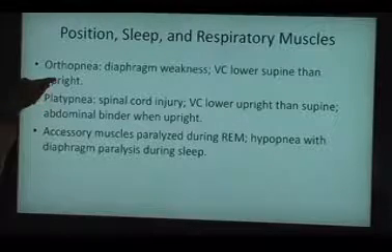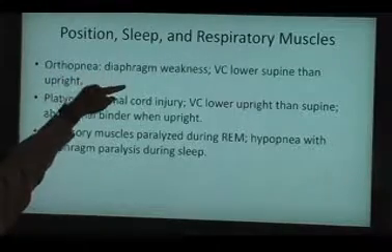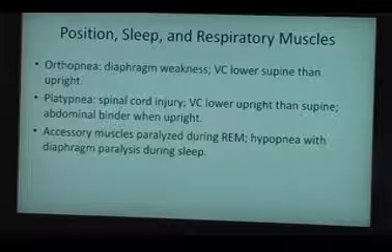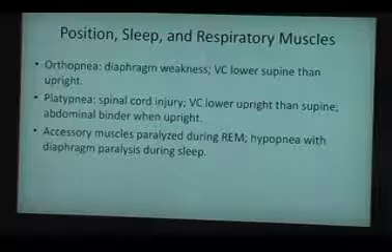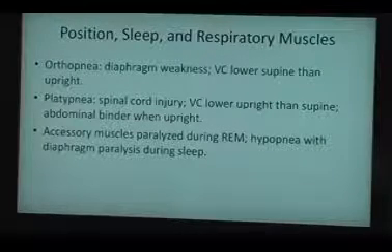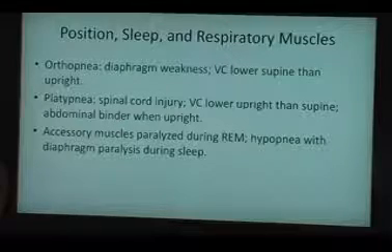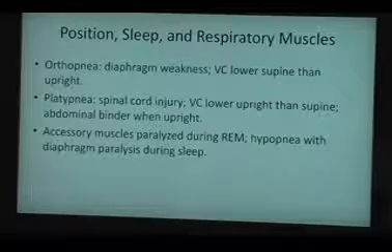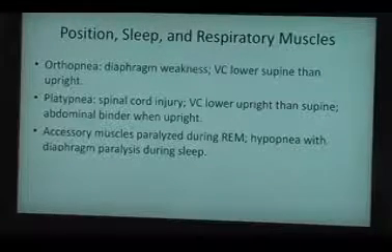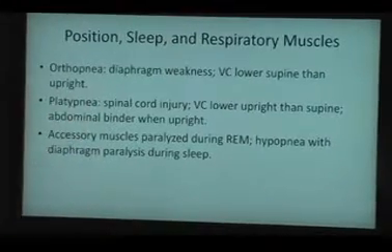So in a patient with orthopnea due to diaphragm weakness, the vital capacity might actually be lower in a supine position than in an upright position. When I used to work in the ALS clinic here, we would see patients whose vital capacity may be 60 or 70% of predicted when they are upright, but when they are supine, their vital capacity may drop to 40 to 50% of predicted. A significant reduction in vital capacity in the supine position.